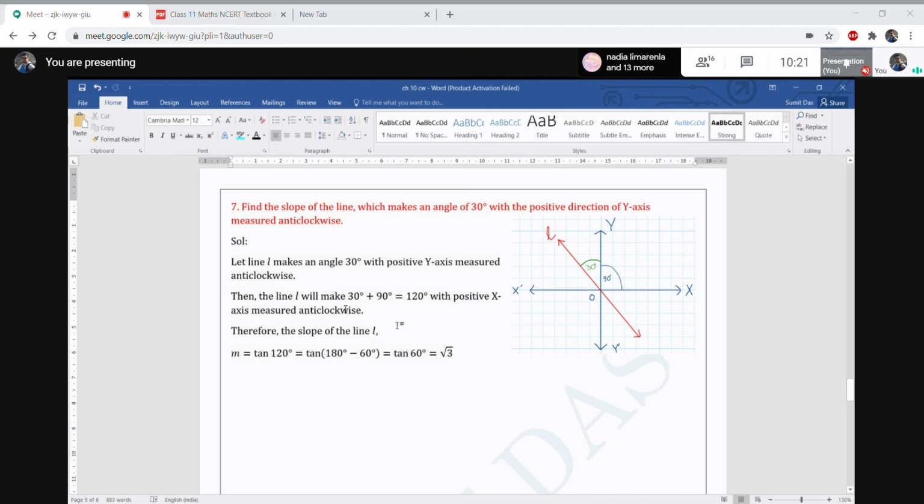So the slope of the line L is this square root of 3. Oh, sorry, this is 120. 120 means second quadrant. Second quadrant means this is minus. Second quadrant tan is negative. So minus root 3.